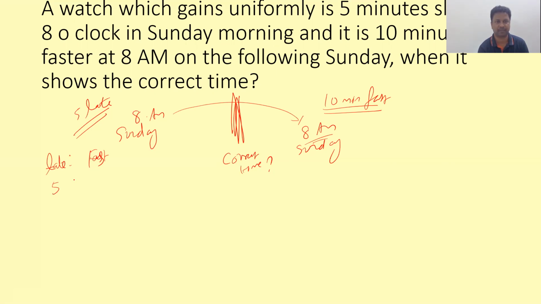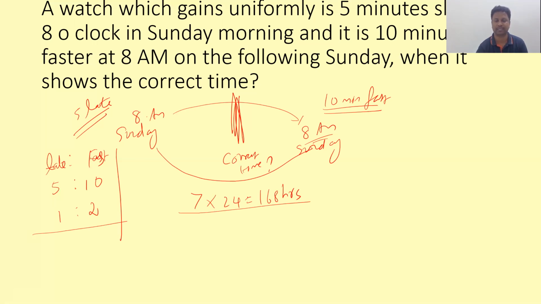Late is 5 minutes. Fast is 10 minutes. If you make a ratio, it is 1:2. So first find the ratio of these two. And the time interval between these two is 7 days. Every day has 24 hours. The answer is 168 hours. So first find the ratio of late and fast, and the time interval between these two times, which is 168 hours.